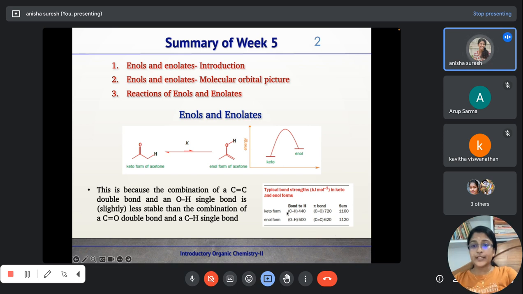If we take the sum of the C-H single bond and the C=O pi bond, we get 1160. That is the bond strength energy. For the enol form, if we take the O-H single bond strength and the C=C pi bond strength, it comes to around 1120. So the keto form has more bond strength, and more bond strength means it is more stable. So the keto form is more stable than the enol form. This was discussed in the first lecture. Then we saw how we can estimate the presence of enols or enolates in the system.